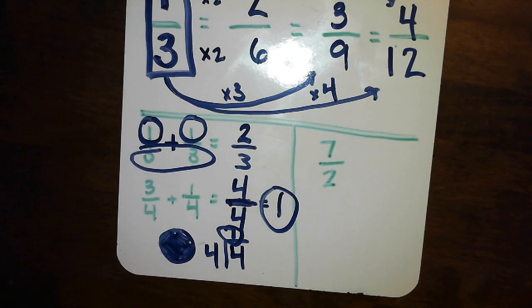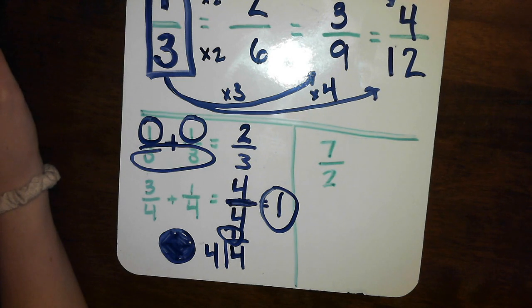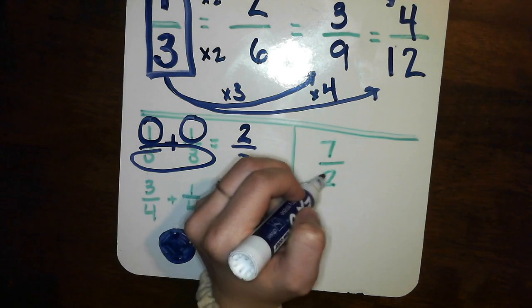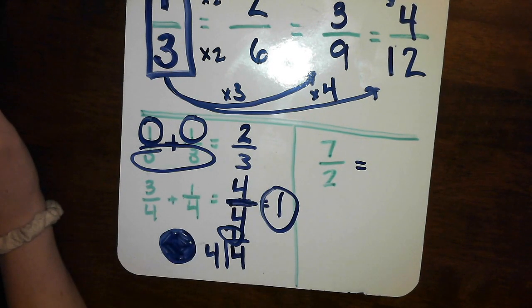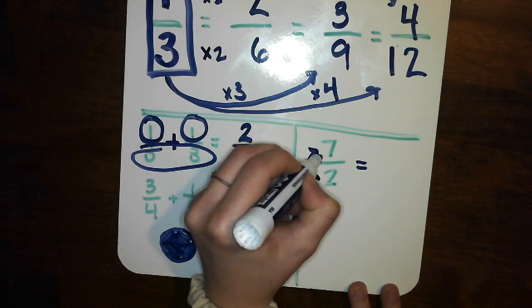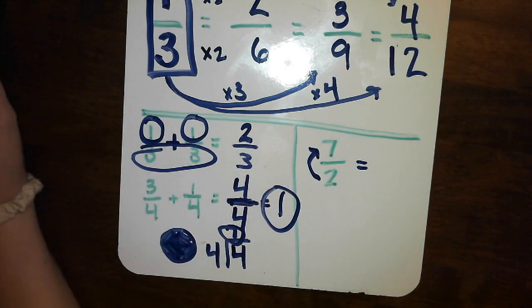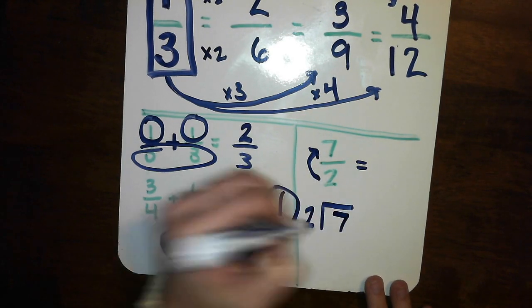7/2, as we just talked about, when the numerator is greater than the denominator, that is called an improper fraction because it is greater than one whole. Okay? So we need to convert this into something called a mixed number, which means it has a whole number and a fraction part. In order to do that, you need to think, how many times can 2 go into 7, or what is 7 divided by 2?